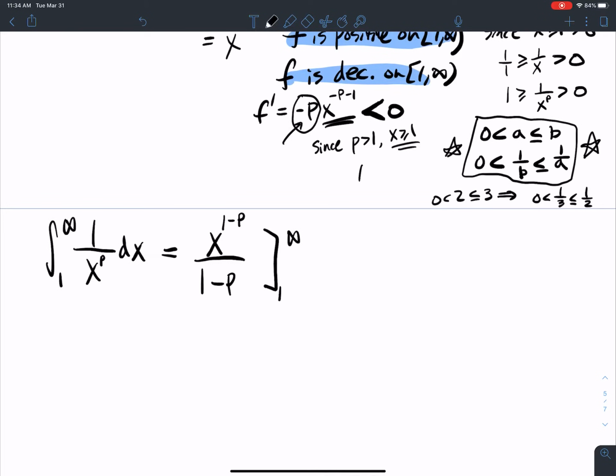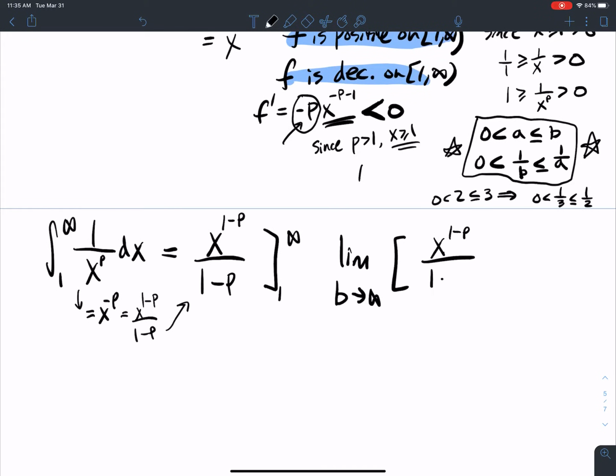Well, we can't plug infinity, but we can take the limit, right? So if you're having trouble with this, this is equal to x to the negative p, add 1 to it. When I integrate, I add 1 to it, and then I divide by it. That's where that came from, okay? So limit as, let's say, b goes to infinity of x to the 1 minus p over 1 minus p from 1 to b.